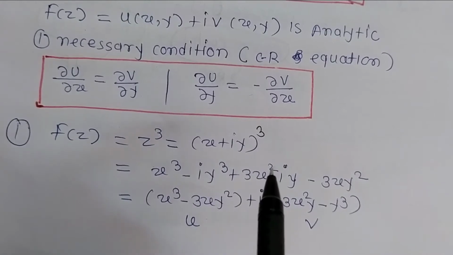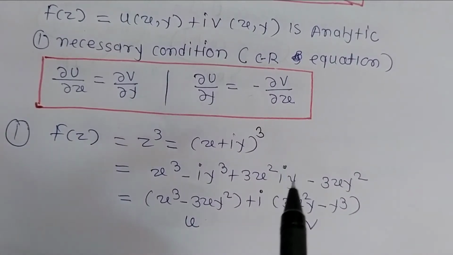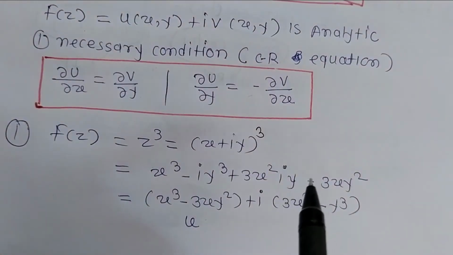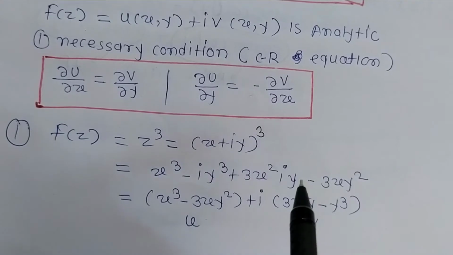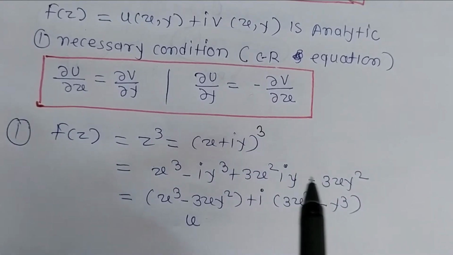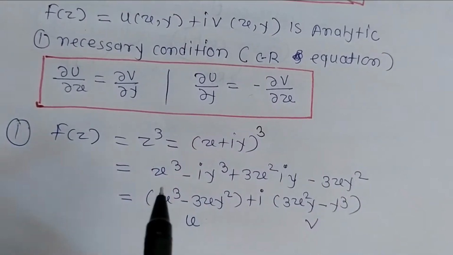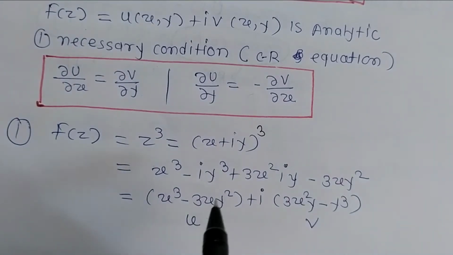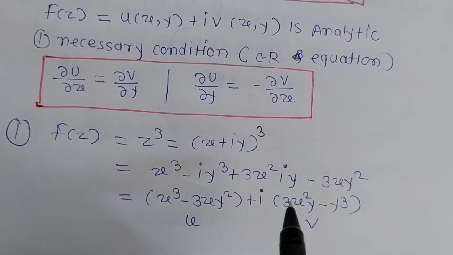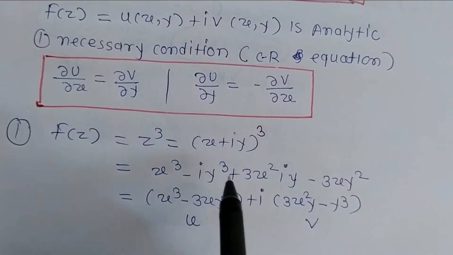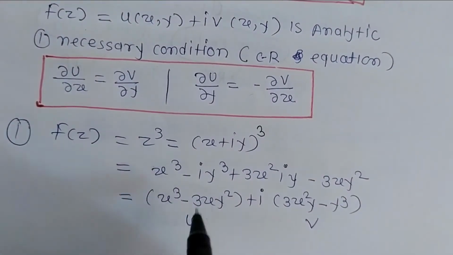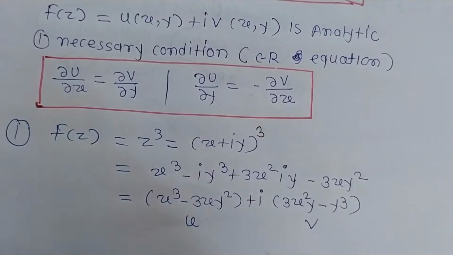plus 3x square iy minus 3x i y square. I square is minus 1, so here it is minus 3xy square. So x cube minus 3xy square plus i (3x square y minus y cube). So this term becomes our u and this is our v.